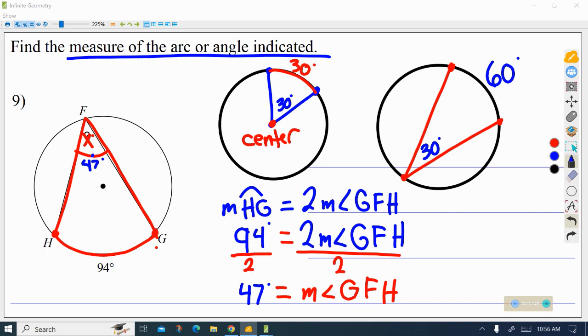So again, this is the inside is half, outside is double relationship. This goes back to the definition of an inscribed angle. This relationship is only true when the vertex of the angle is directly on the circle. If the vertex of an angle is directly on the circle, then the arc that it intercepts will be double the measure of the angle itself.